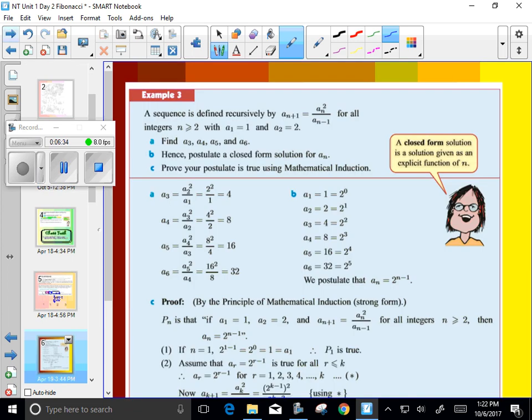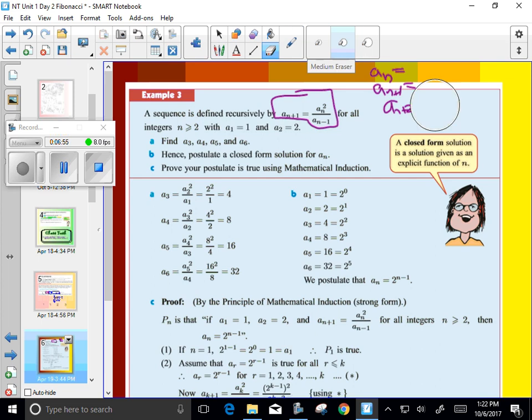So here's the sequence. We're going to take a formula, and notice there's 3 parts to it. There's an a of n part, there's an a of n plus 1, and an a of n minus 1. So could you figure out what the next term is going to be? A of n plus 1.